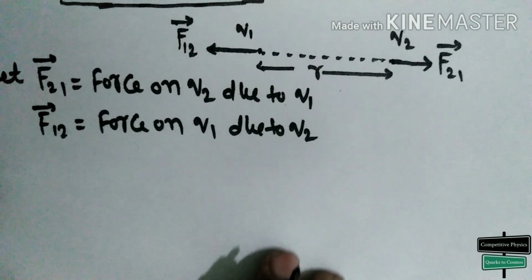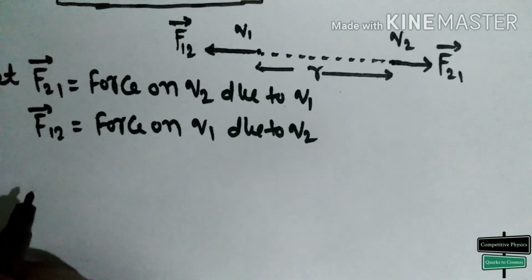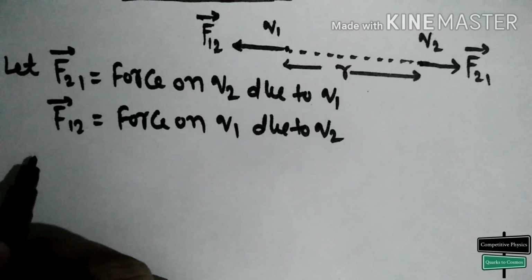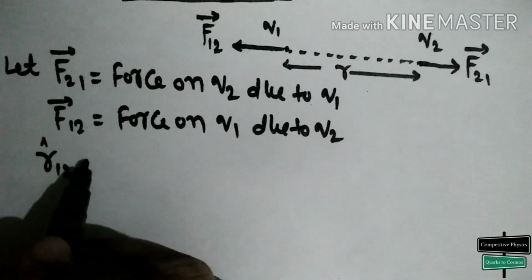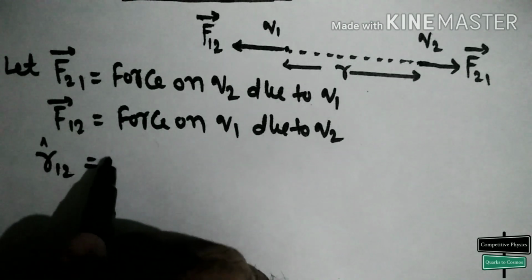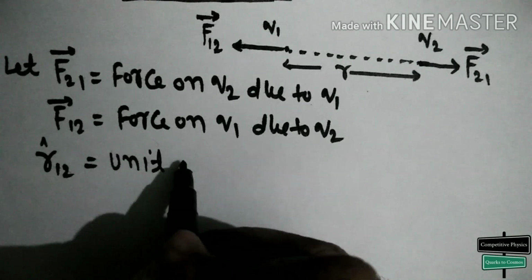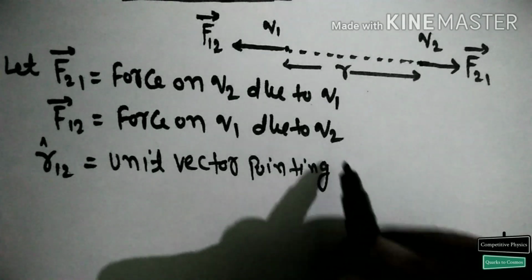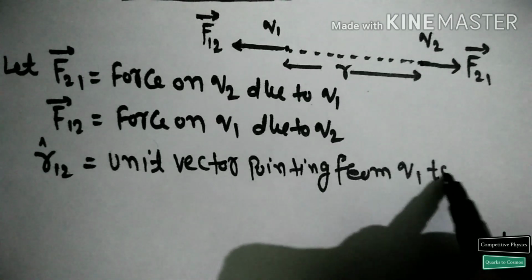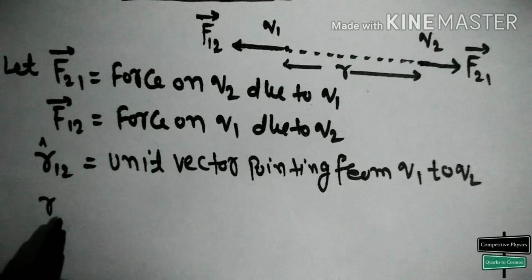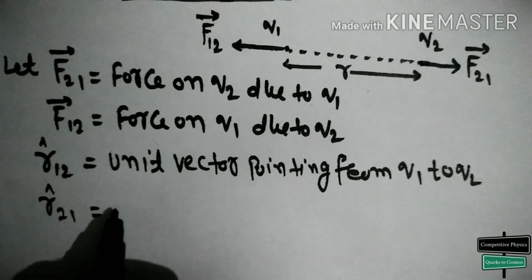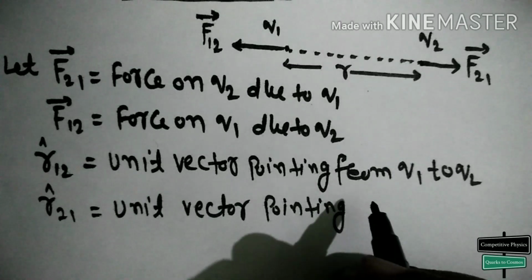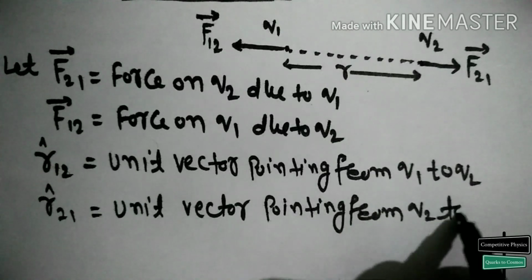Okay, and also you need to write the unit vector, that is r12 cap, which is unit vector pointing from Q1 to Q2, and r21 cap, which is equal to unit vector pointing from Q2 to Q1.